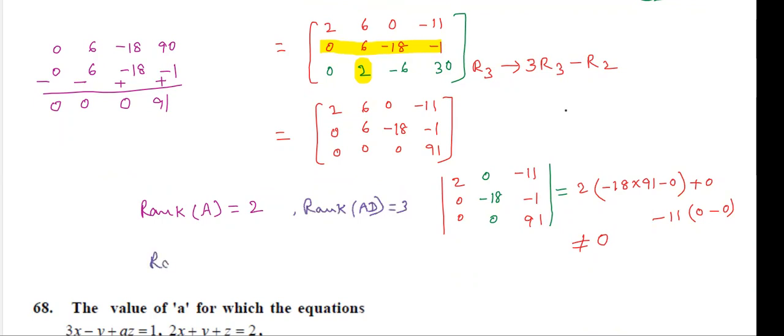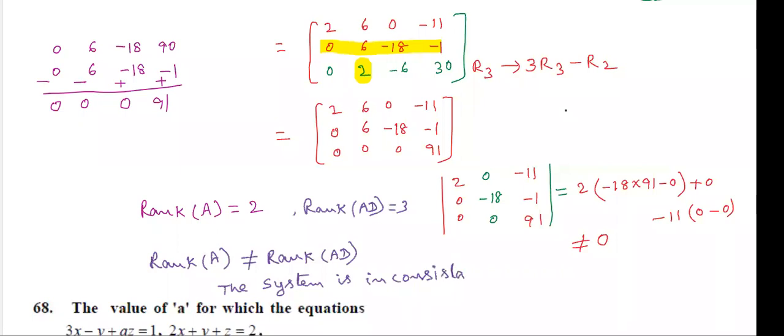Now observe here, the rank of A is not equal to the rank of AD. Both the ranks are not equal. Then we will say that the system is inconsistent and has no solution.